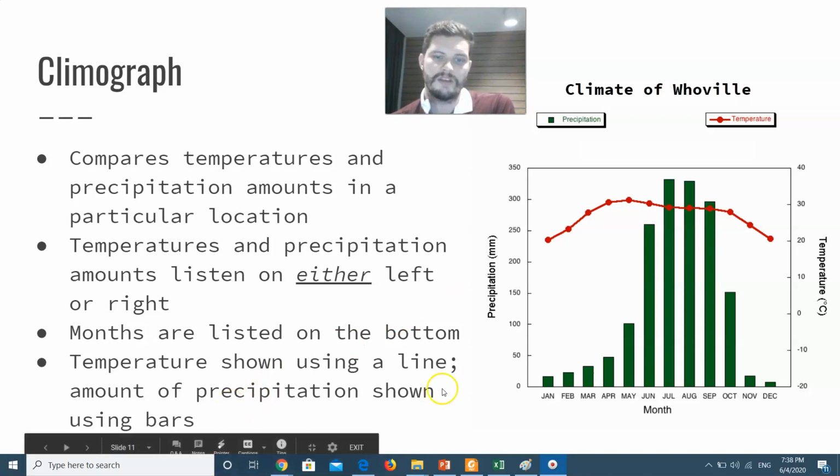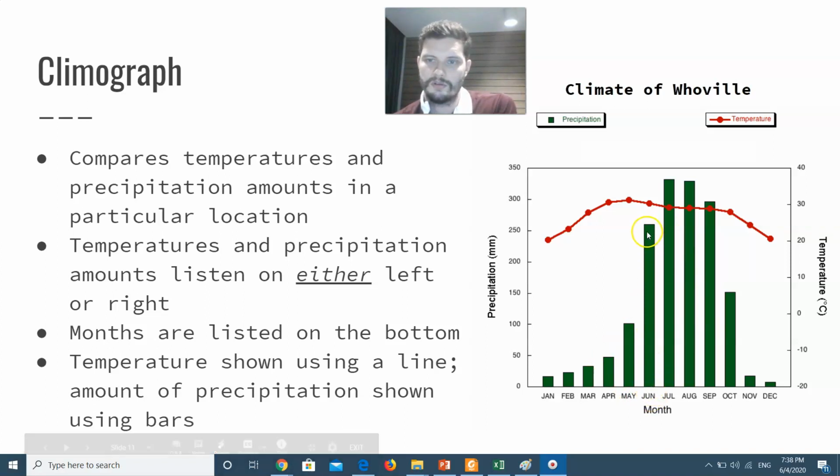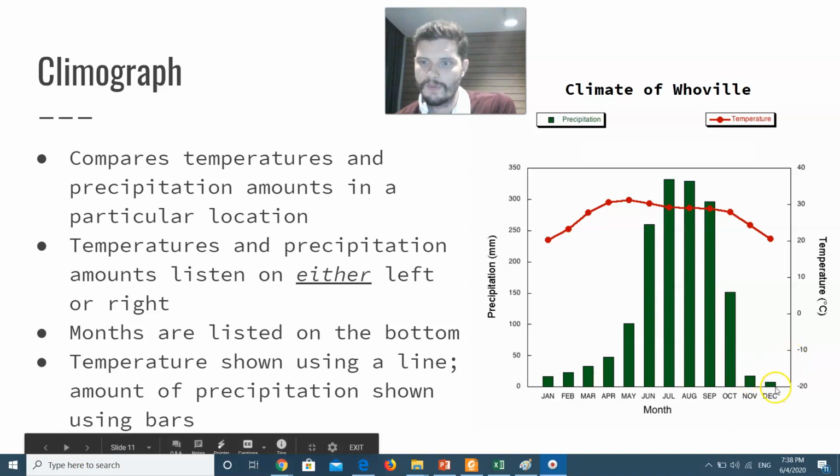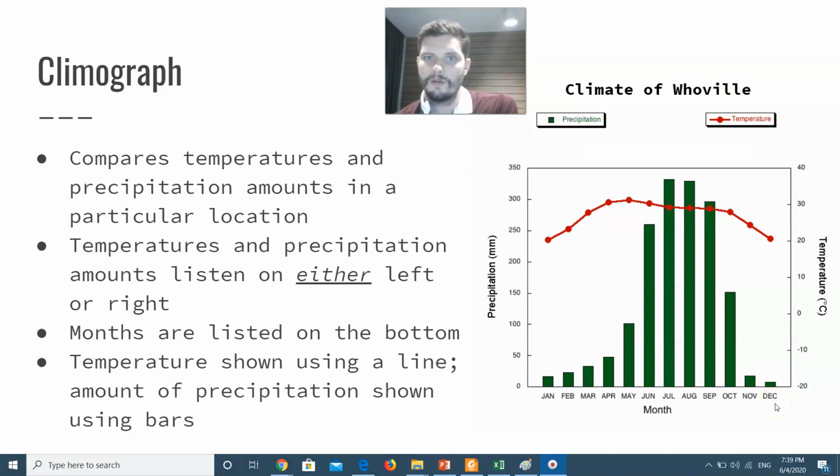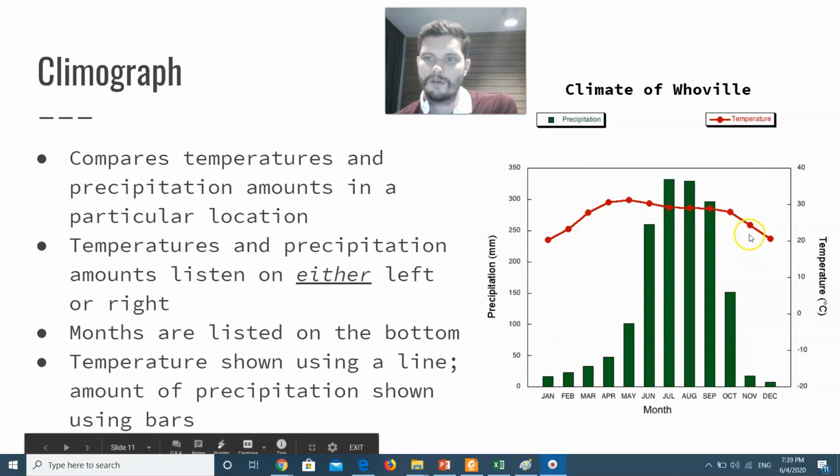Precipitation amounts are shown using the bars. Let's take a look at June here. During the month of June in Whoville, we get about 250 millimeters of rain, or snow, but because it's 30 degrees, we know it's rain. And then in December, we don't get much rain at all, maybe about 20 millimeters of rain for the month of December. So that's how you read a climograph.